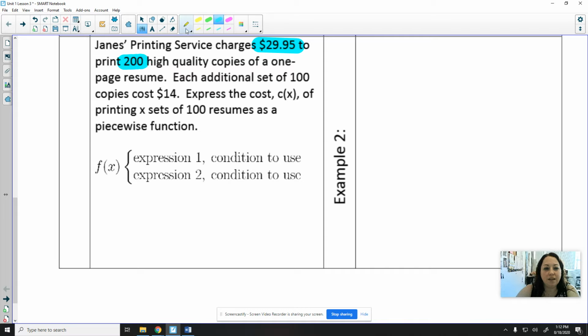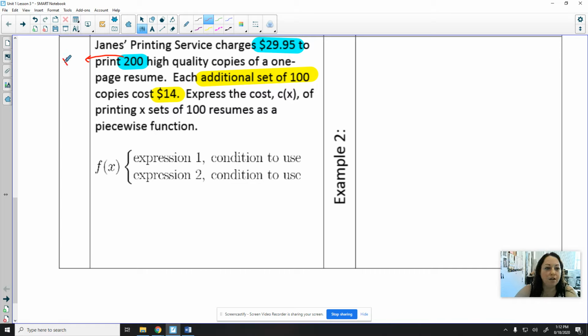Okay, and then it tells us some more information. It says each additional set of 100 copies is going to cost $14. So we need to write our own piecewise function expressing the cost C of X of printing X sets of 100 resumes. What I do want to make note of is that it's talking about sets of 100. So even though this says that we're going to print 200, we're not going to say X is 200. We're printing in sets of 100 each.